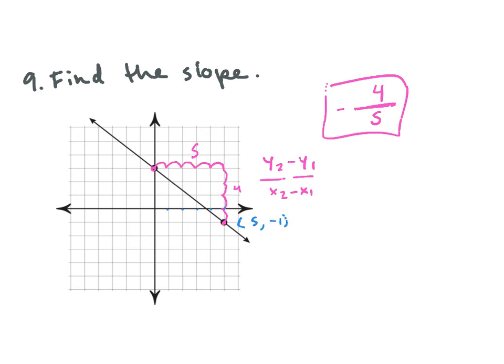And now we plug everything in. So we have x1, y1, x2, y2. y2 is negative 1 minus 3 over x2 is 5 minus 0. Negative 1 minus 3 is negative 4. 5 minus 0 is 5. So this would be negative 4 over 5.